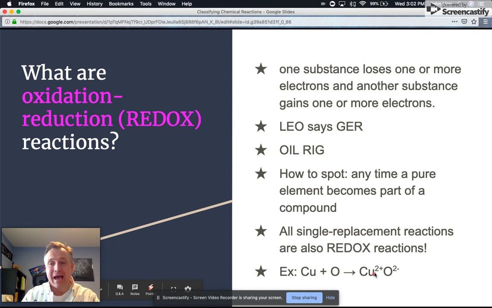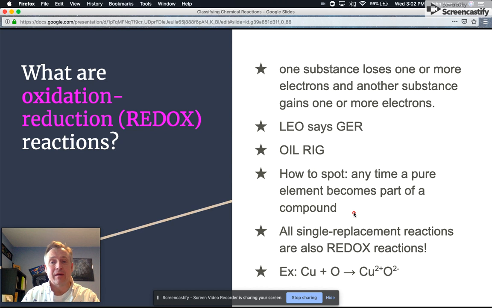Copper here added some electrons. So it was, I said it backwards. Oxygen gained electrons, reduced. No, I said it right, sorry. Copper lost 2 electrons, so it lost electrons, it is oxidized. And oxygen likes to oxidize other things. That's where we get oxidation from. So again, anything you see that loses electrons is being oxidized. Anything that's gaining electrons is being reduced.